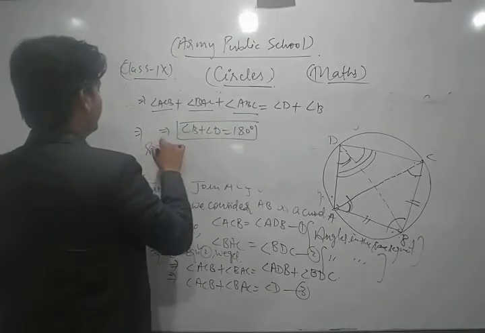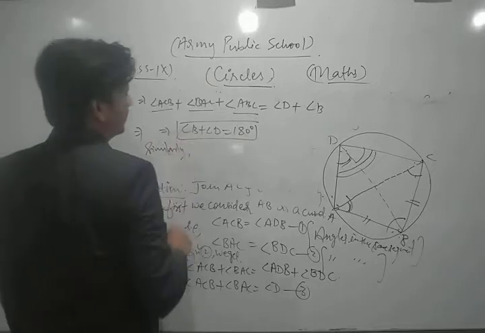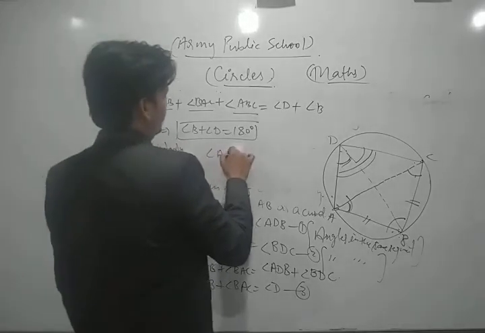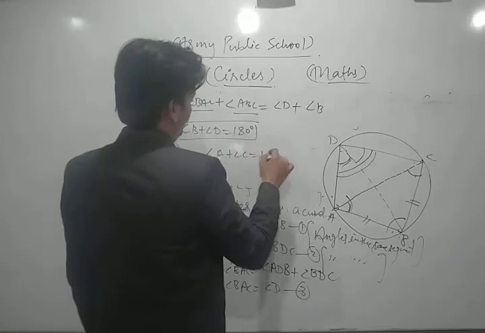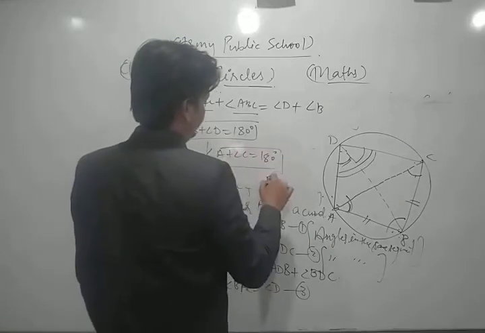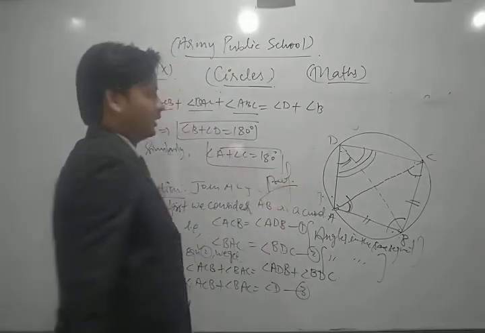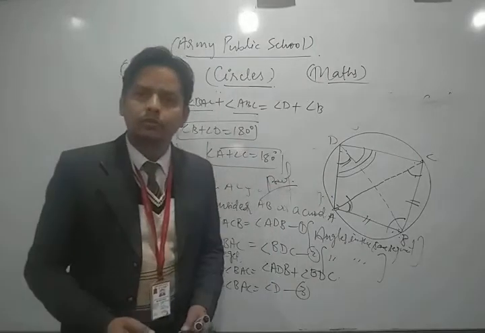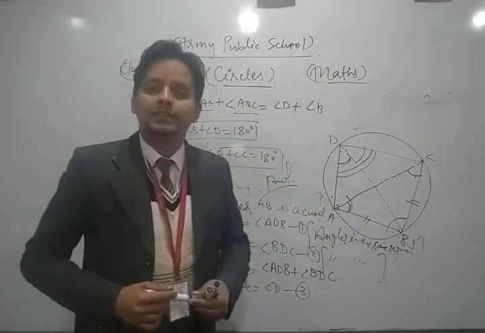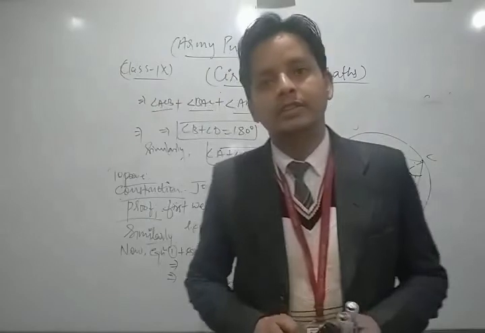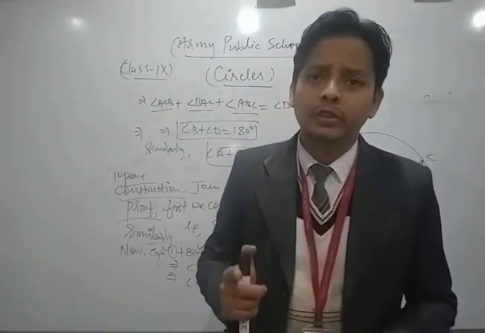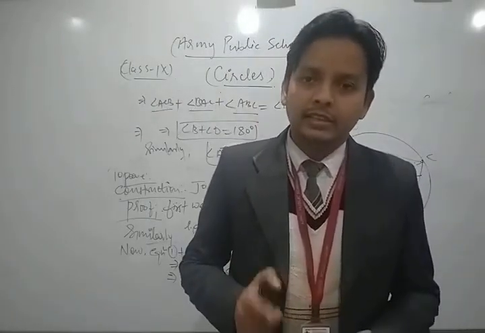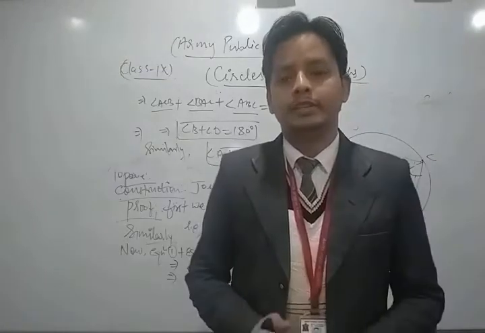Similarly, we can prove, dear students, angle A plus angle C is equal to 180 degrees. Hence proved. So in this way, dear students, we can say that the sum of opposite angles of a cyclic quadrilateral is supplementary, which means the sum of the measures of opposite angles is always equal to 180 degrees.